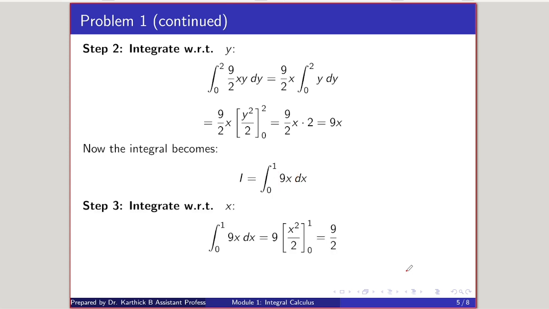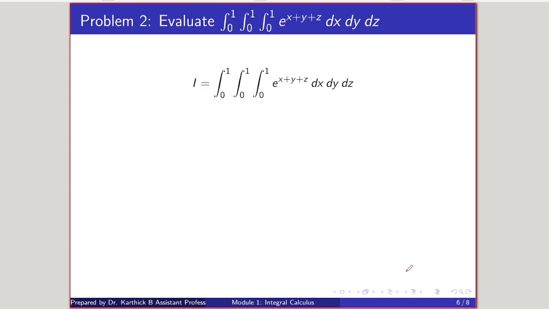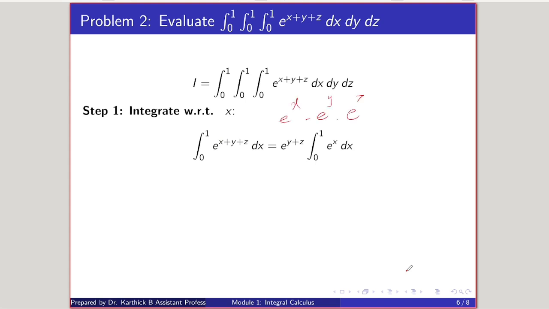Okay, I hope you understand this problem. We do one more problem. Here I have changed the order to dx, dy, dz. So the same thing: e power a plus b can be written as e power a into e power b. With the same procedure, we can split this function as e power x into e power y into e power z.